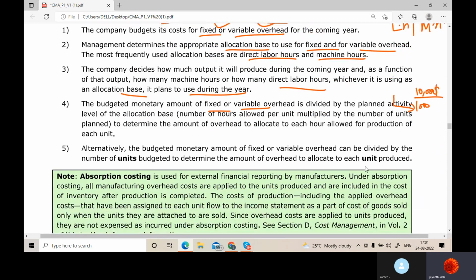Let's say you get each unit. So alternatively, the budgeted monetary amount, which is the numerator, and the activity level, the denominator, can give you the overhead for one unit of chair which you are producing, for 1 hour of labor or 1 hour of machine work. Okay.